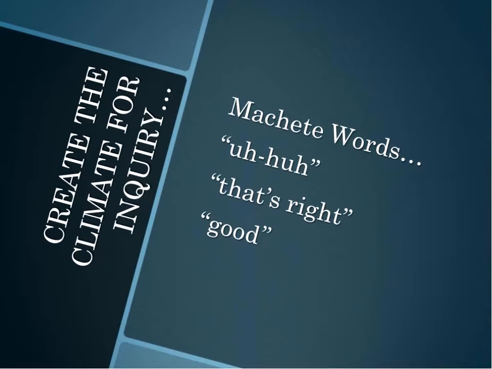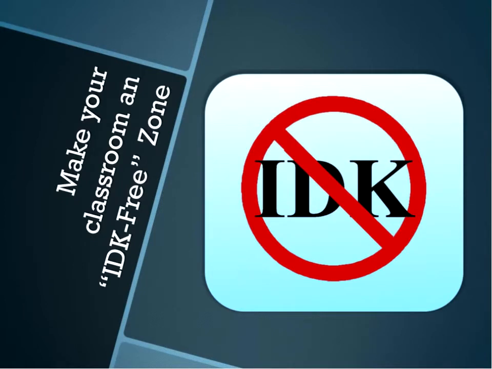Make your classroom an IDK-free zone. I don't say that there's anything wrong with saying I don't know. The problem is that typically when students respond with IDK, they really mean IDC, I don't care. So just at the beginning of a classroom discussion, and it typically works if this is done at the first of the school year, but you can implement this at any time, tell students we're going to make our classroom an IDK-free zone.